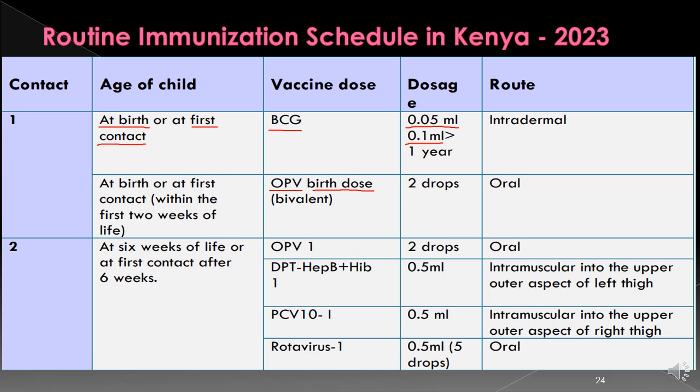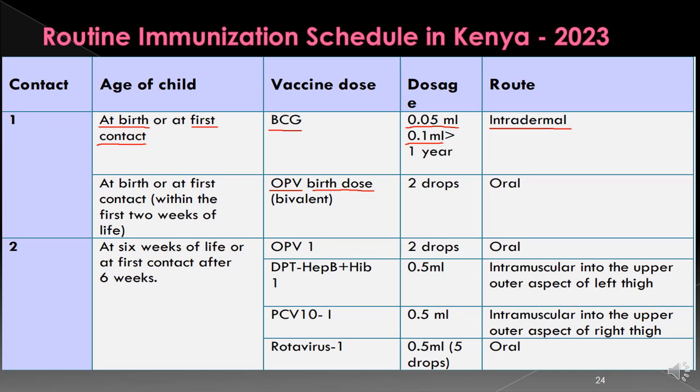The route is intradermal, and this route is very important for you to know and practice over and over, because if the BCG vaccine is not given intradermally and say it is given subcutaneously, that sometimes is the reason why you have some of the complications that are associated with it, and sometimes also the vaccine will become ineffective. So make sure that when you're going out for your practicals, you really practice how to administer the BCG vaccine intradermally. Like I said, the other vaccine that is given at birth is the bivalent oral polio vaccine.